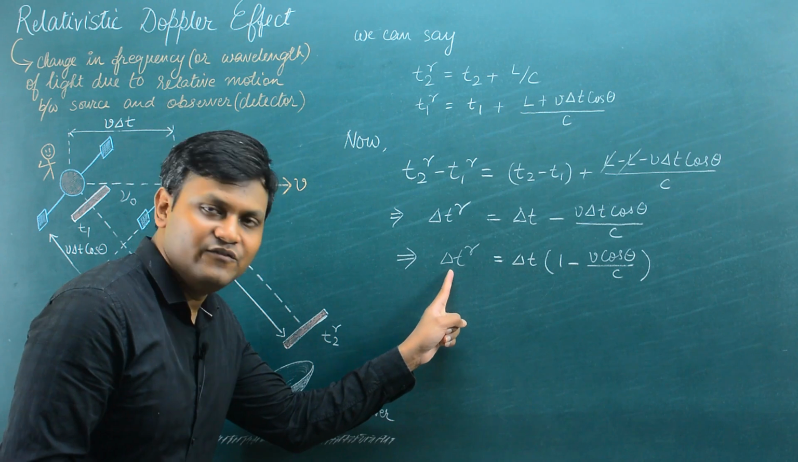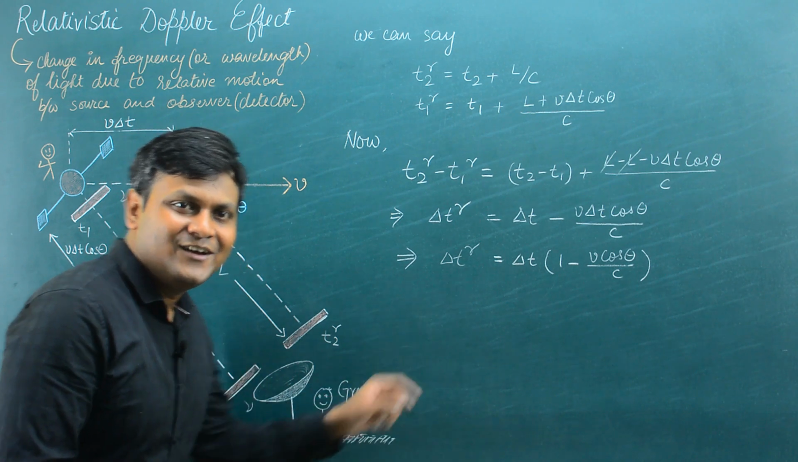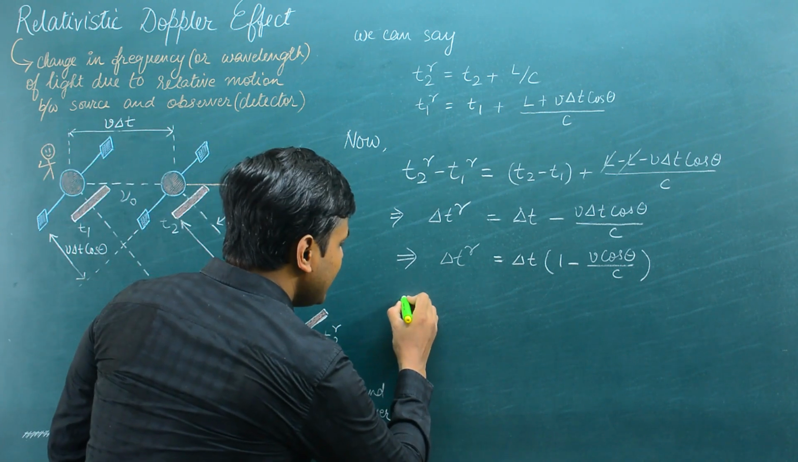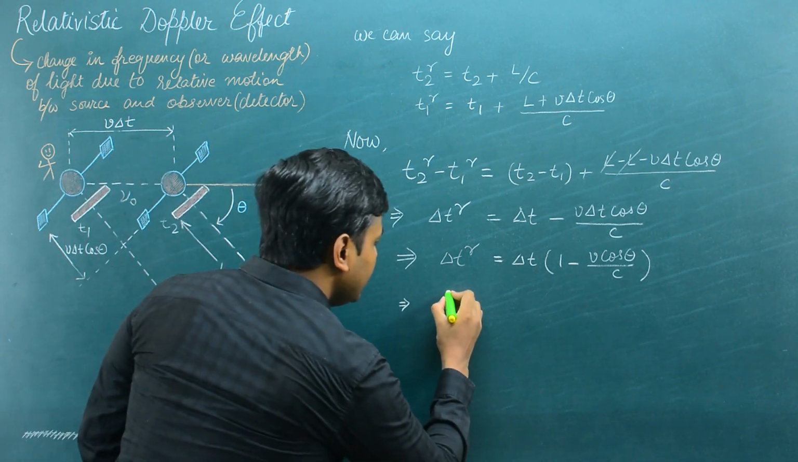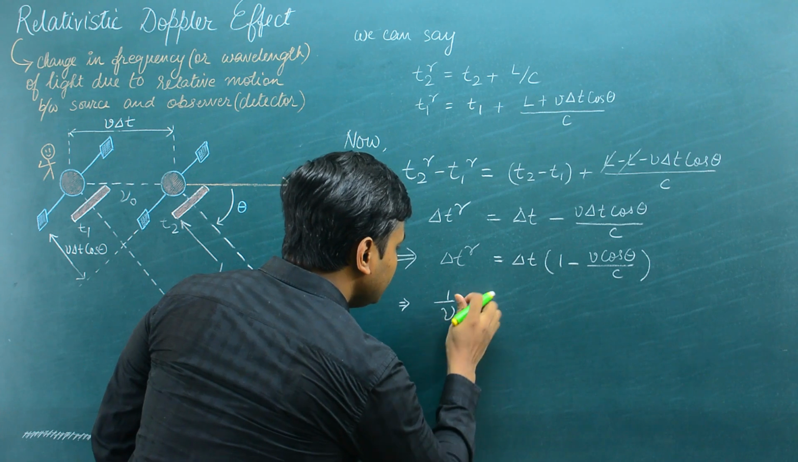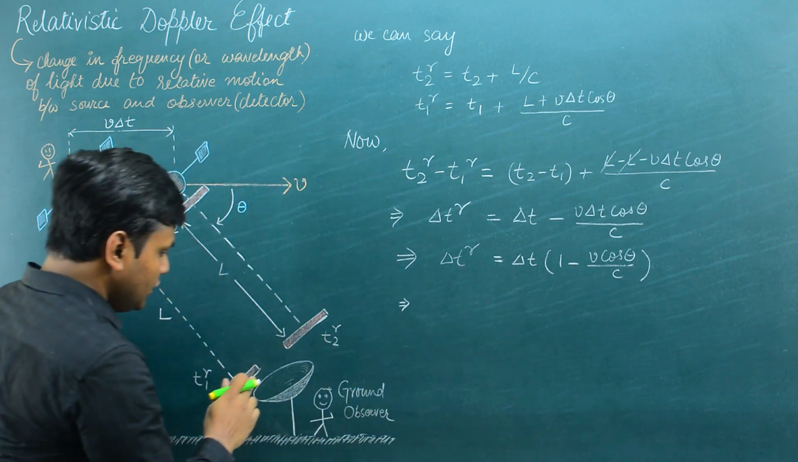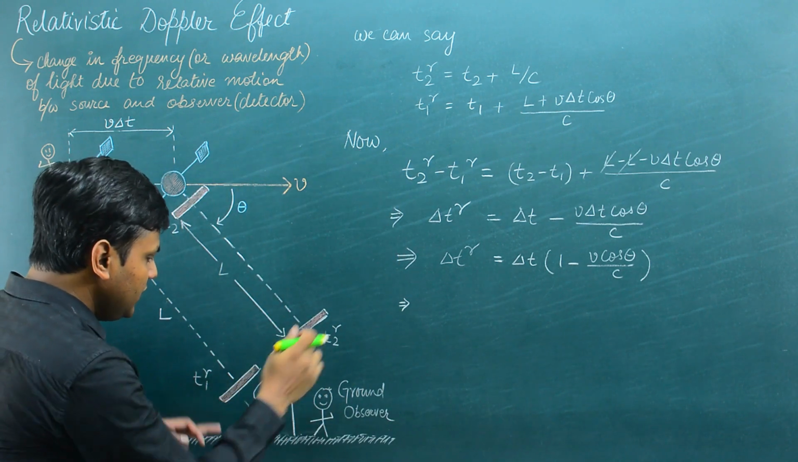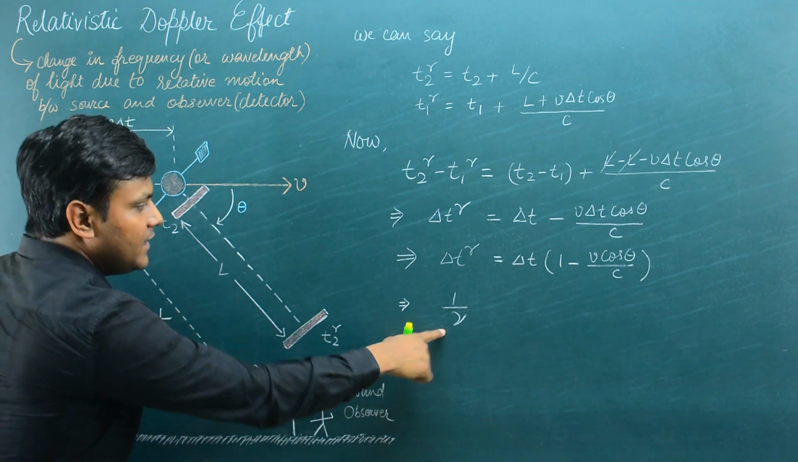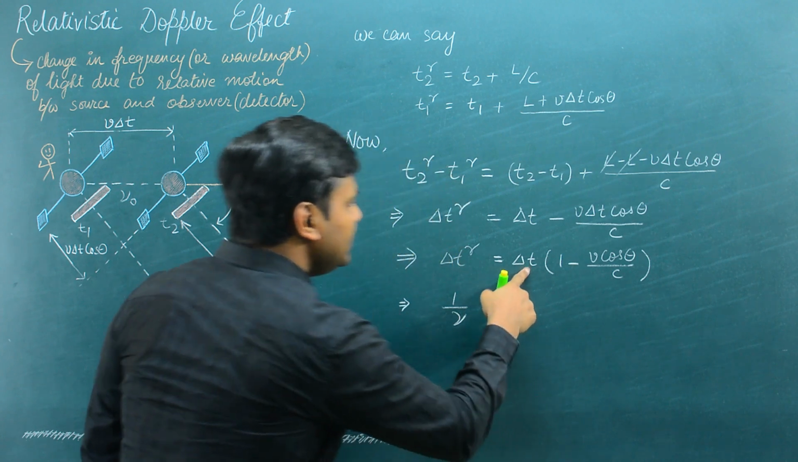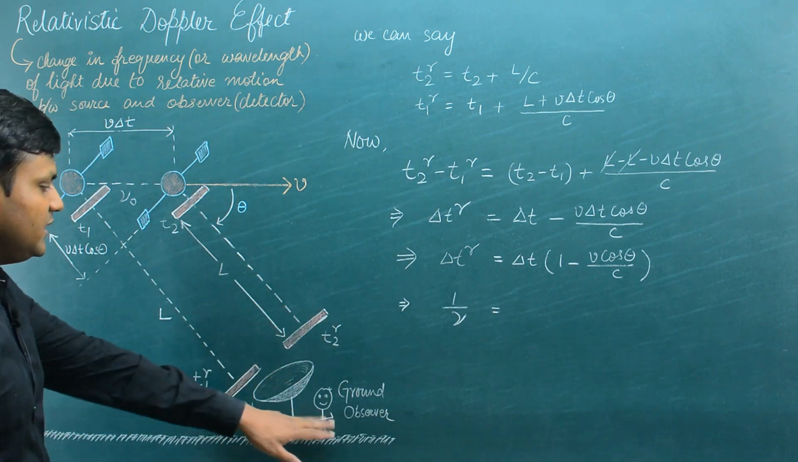That is nothing but the inverse of del t r. So the frequency as measured by the ground observer is the inverse of the time period as measured by the ground observer between two consecutive signals, right? So this is 1 upon nu, right? What about del t? Now del t is the time period measured by the ground observer.